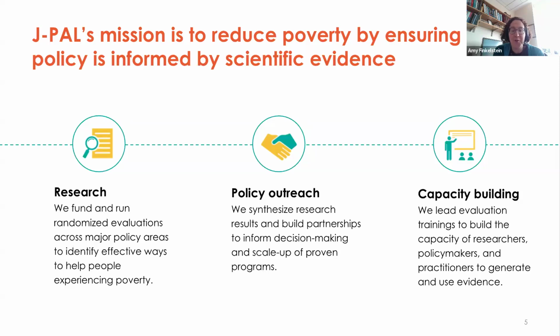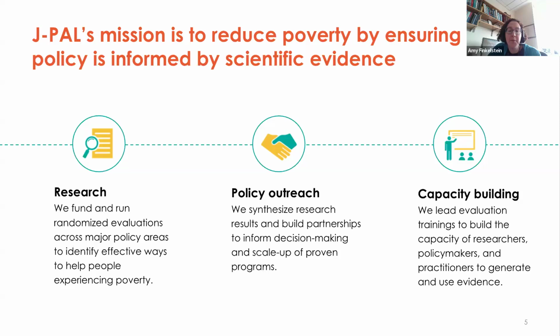First, and what you'll hear most about today, is we fund and support research run by our network of over 800 researchers. And all of the projects you're going to hear about today were either funded and or given research support or an input by the JPAL North America network. Our second key area is policy outreach. JPAL supports researchers in synthesizing research results and sharing these results with policymakers to support decision-making.